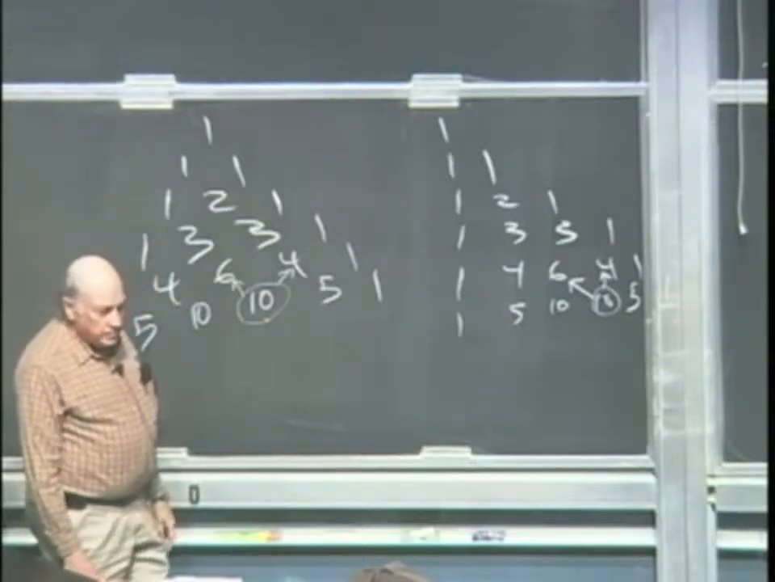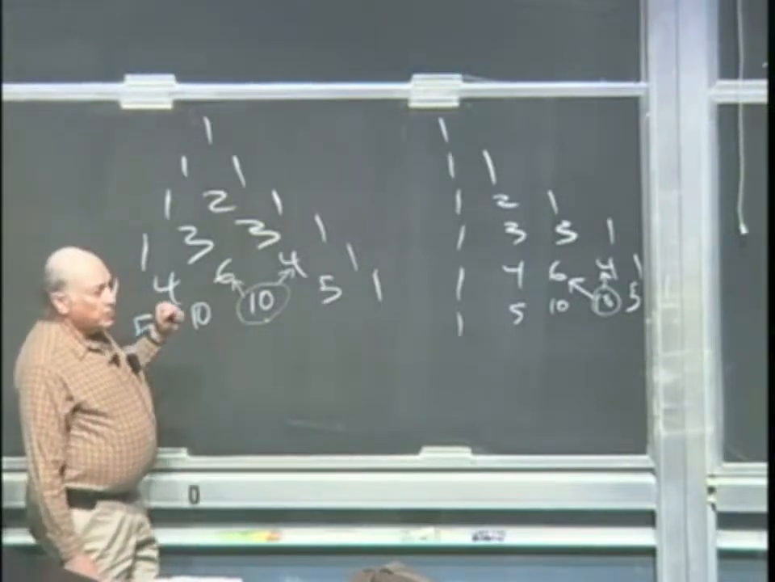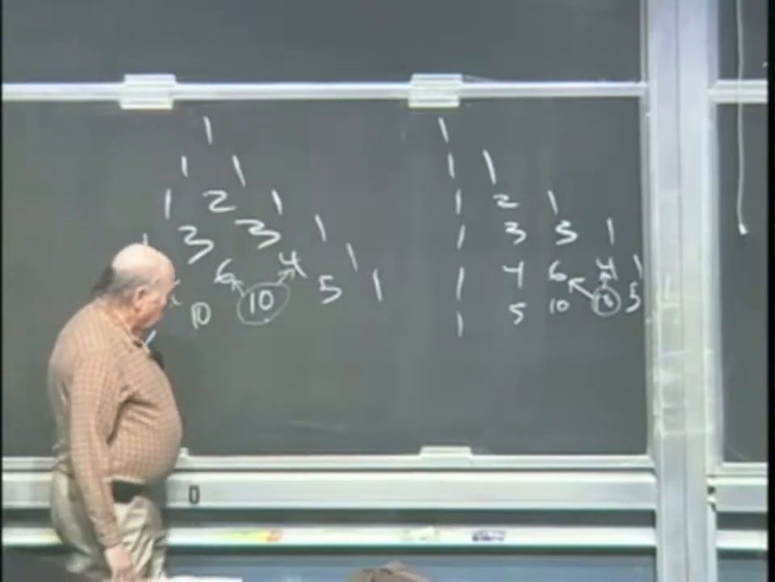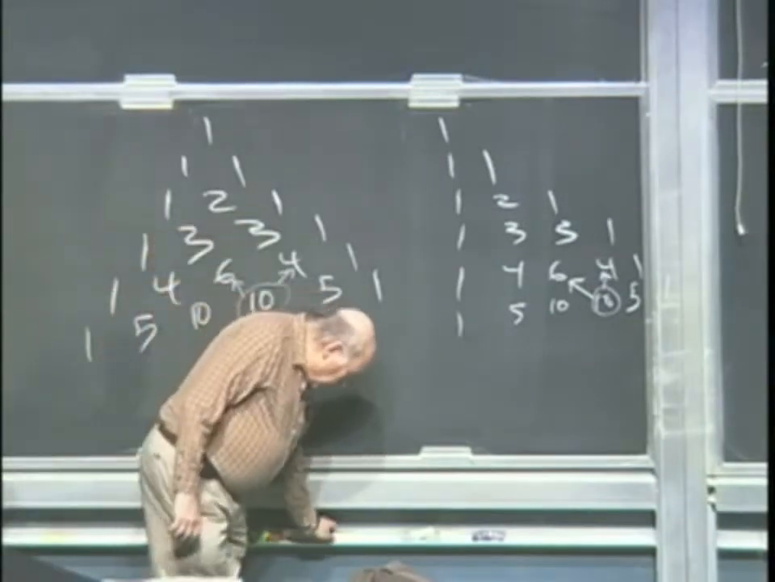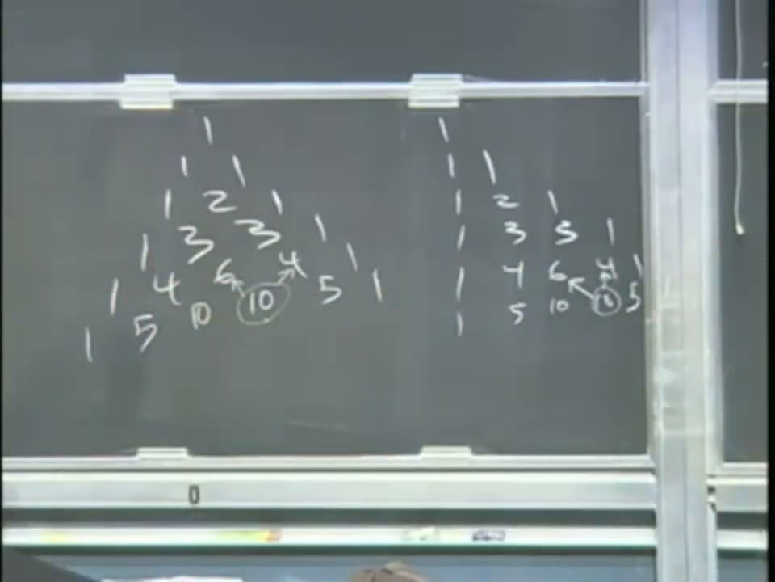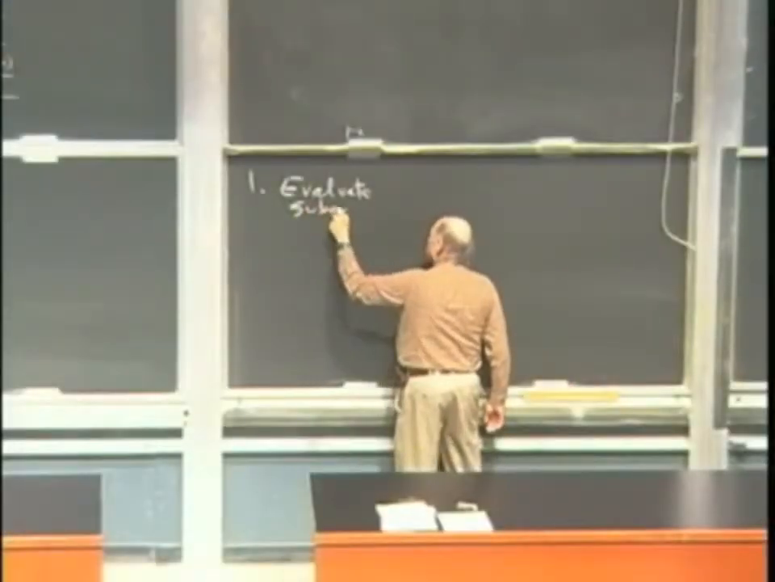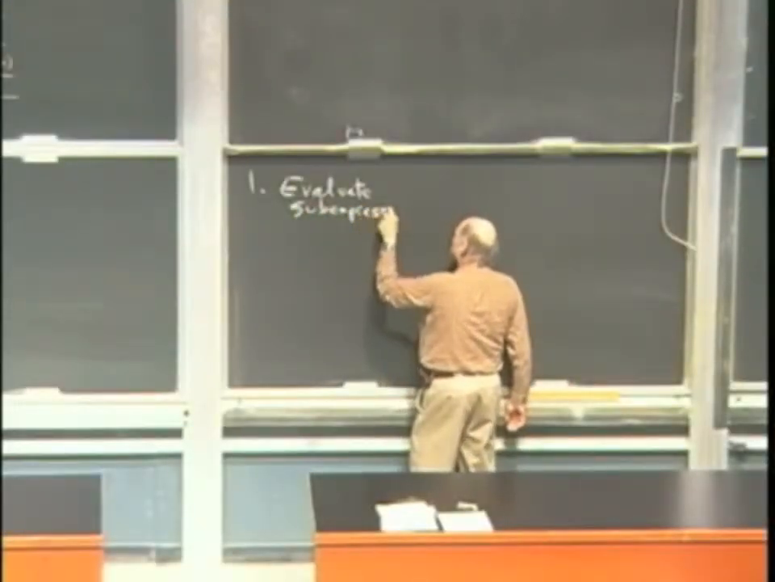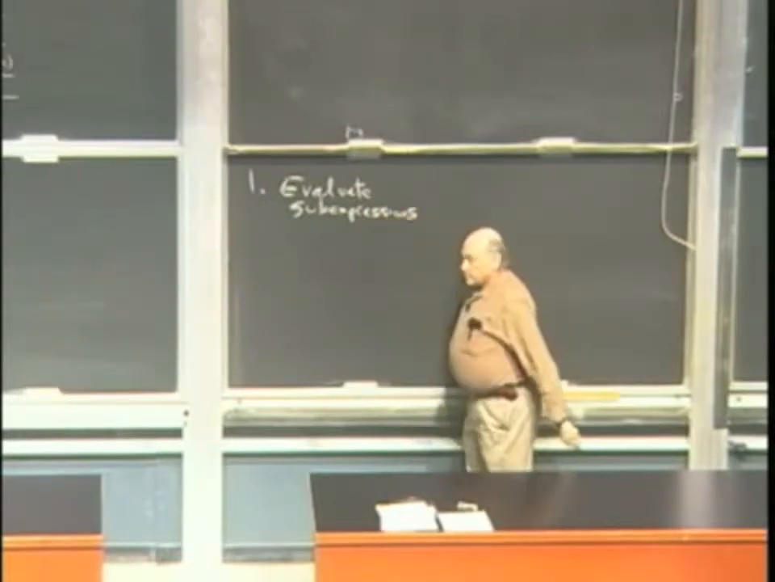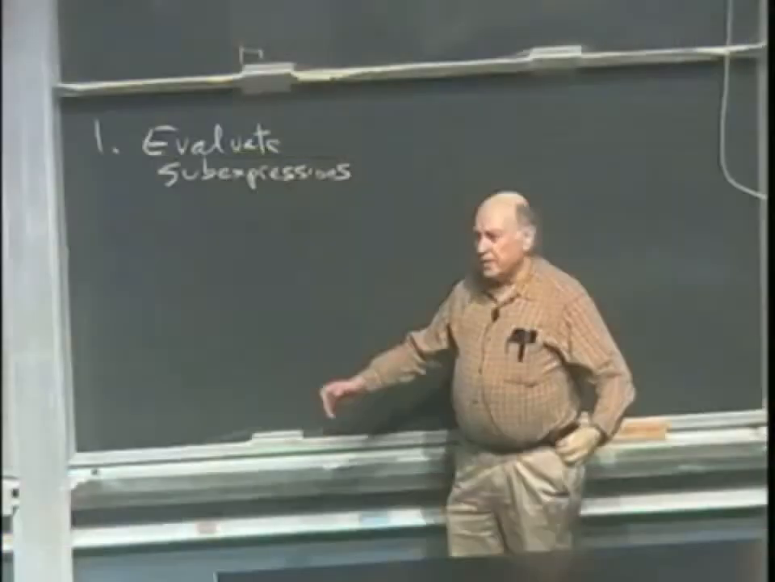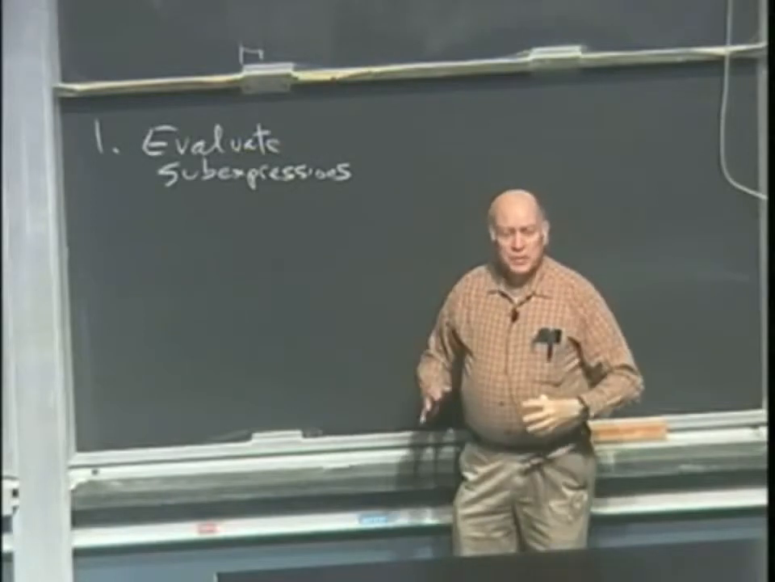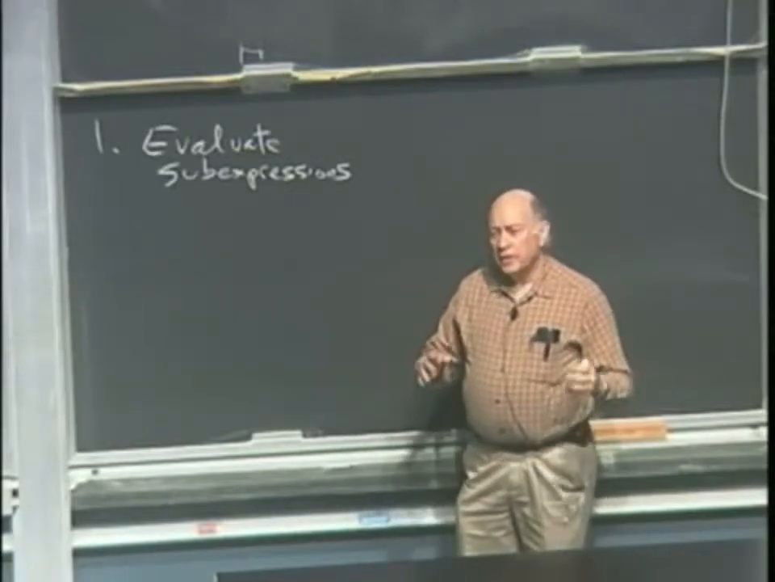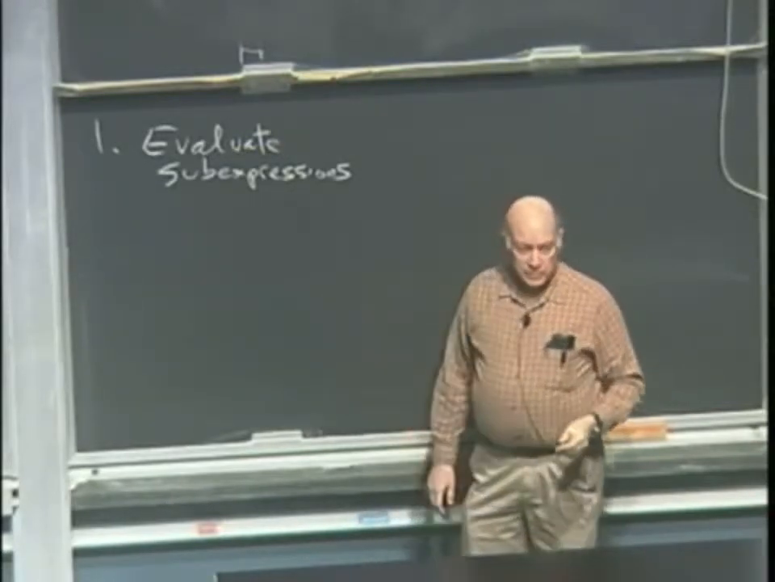In Scheme, when you call a procedure, what happens is this. Step 1: evaluate the sub-expressions that tell you what function you're calling and what arguments you're giving it.